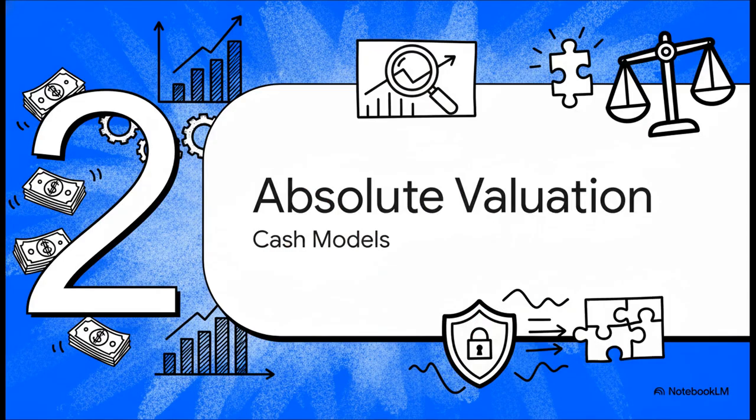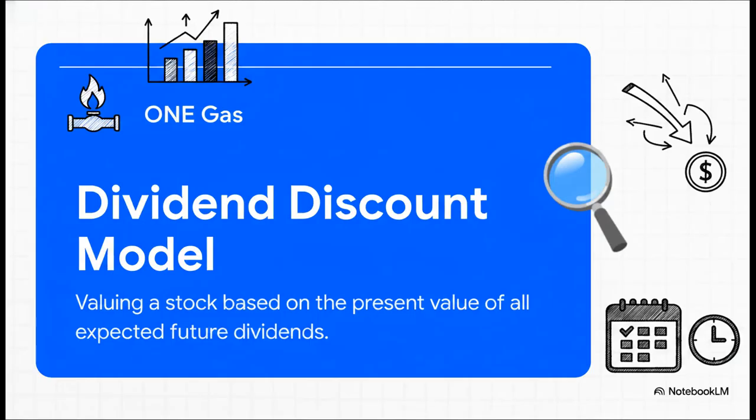Section 2. Absolute Valuation. Let's dive into the cash models. Now, absolute valuation is all about finding a company's worth based strictly on its own fundamentals. We completely ignore what the rest of the market is doing.